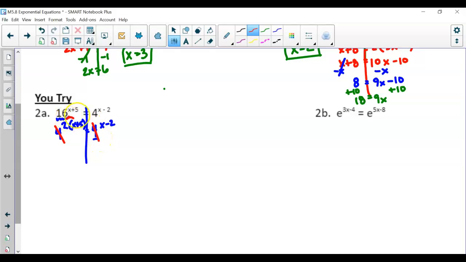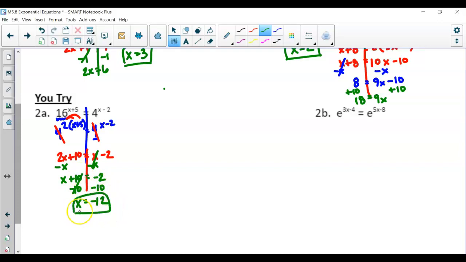So here I can distribute, and I've got 2x plus 10 to bring down is equal to x minus 2. Now we're just solving our multi-step equation. I'm going to gather my x's. Now I've got 1x, or x plus 10, is equal to negative 2 here, right? Watch your signs. So now here, when you subtract 10, you end up with x is equal to negative 12.